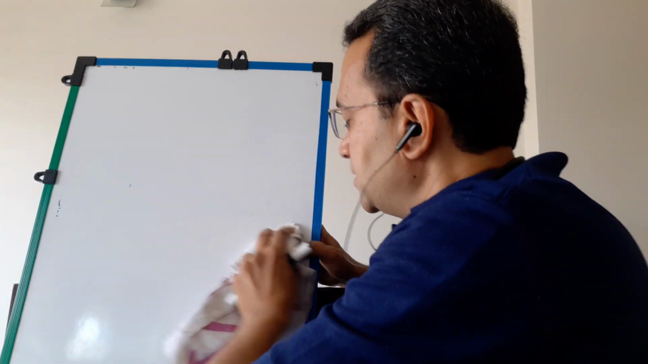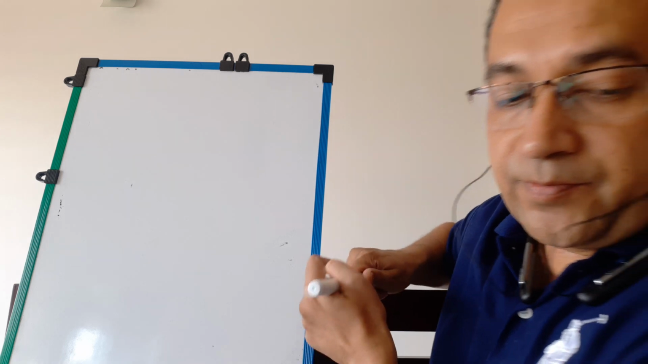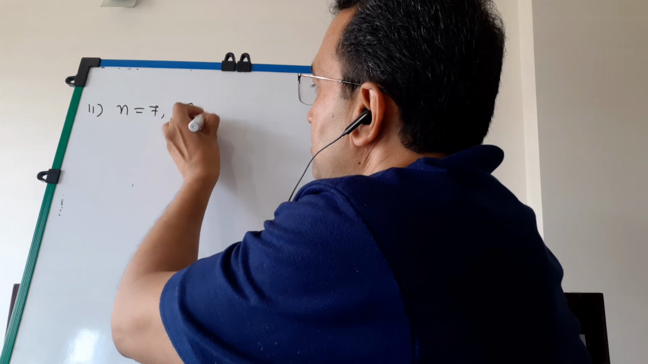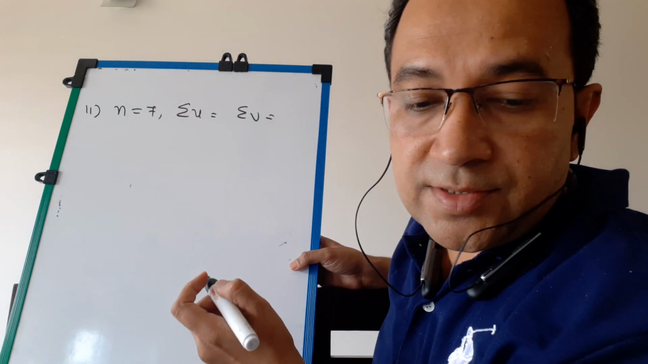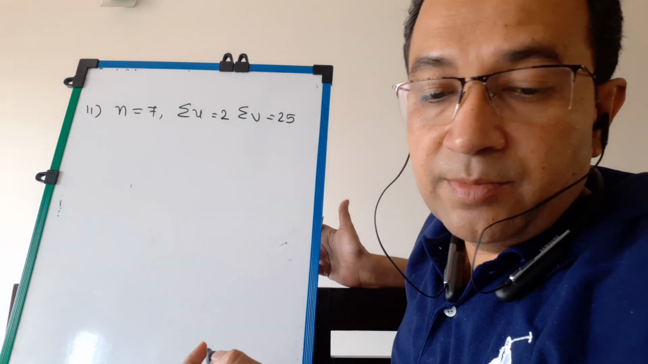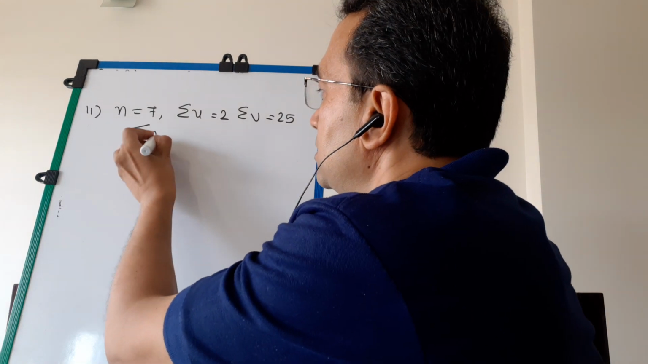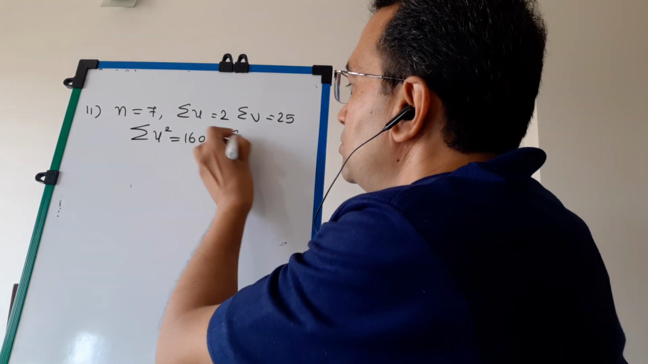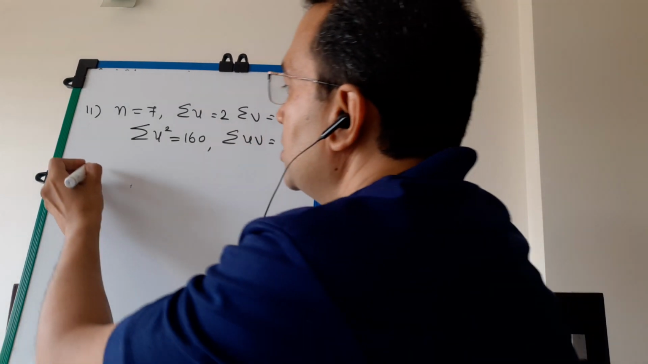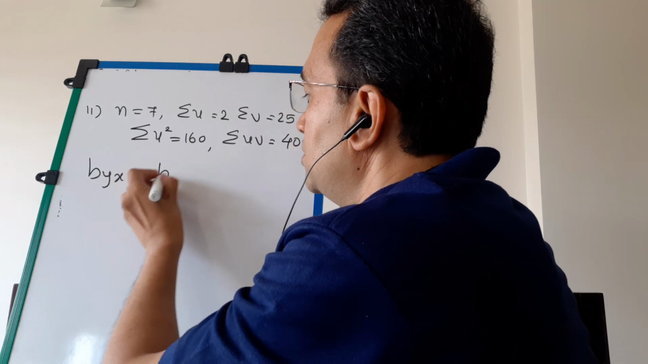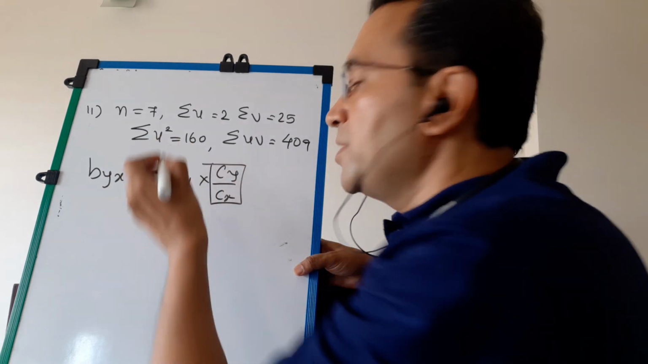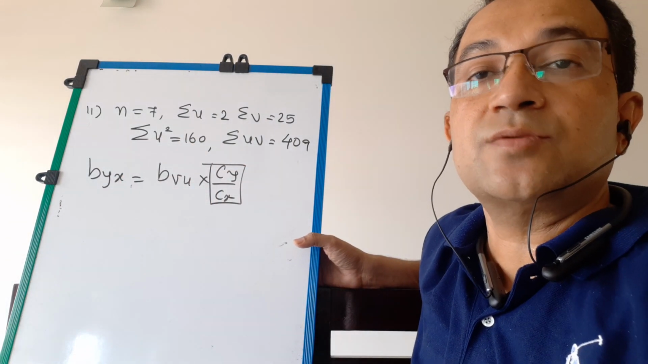So students, here question number 11. The given data is n is equal to 7, sigma u is 2, sigma v is 25, sigma u square is 160, and students, sigma uv is given as 409. So I use the formula byx is equal to bvu into cy upon cx. Mind you, when this is not specified, we consider cy and cx as 1.